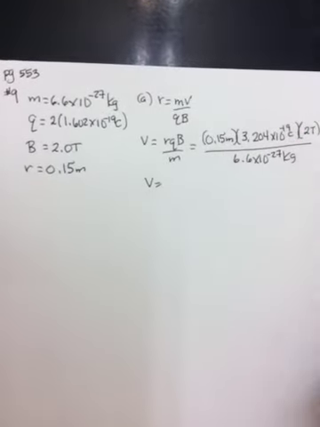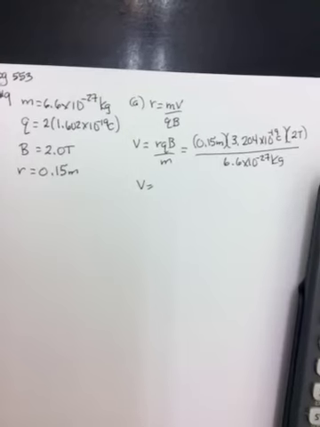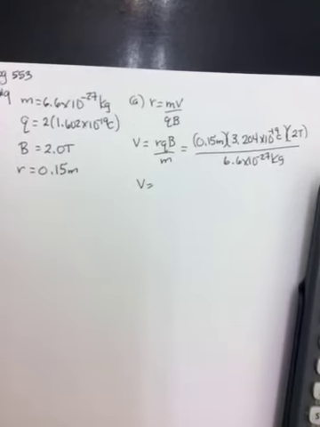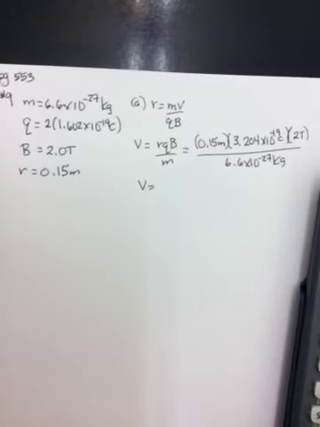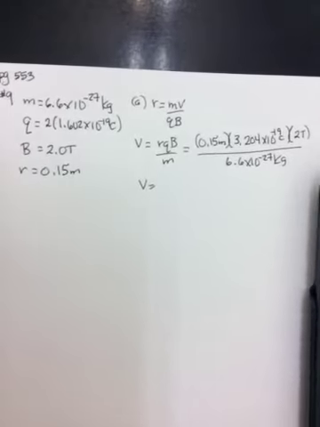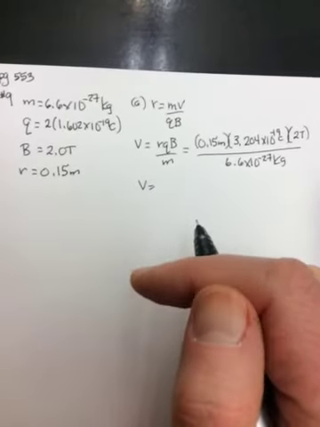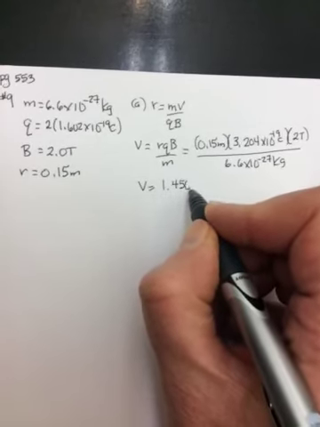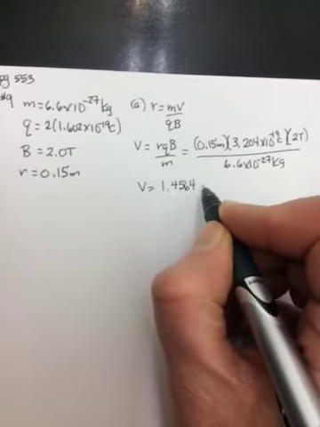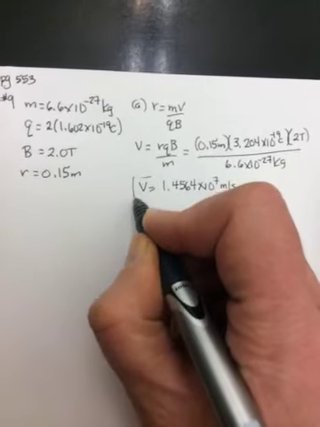Forgot to dig out my answer, so I'm going to have to type this in. So 0.30 times 3.204 times 10 to the negative 19, divided by 6.6 times 10 to the negative 27. And you should get, I'm just checking my answer here, 1.456, maybe 4 if you want another digit, times 10 to the 7th meters per second for A.